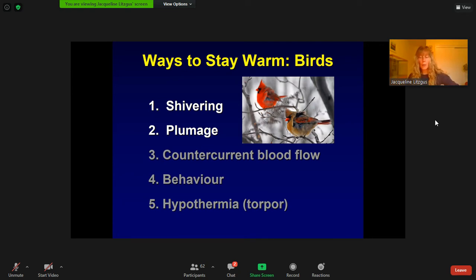So ways to stay cool, we talked about. Again, it's super stressful overheating for birds. That's a big deal, and they don't have sweat glands. So it's a big deal for them to figure out ways to stay cool. Now we'll talk about ways to stay warm.